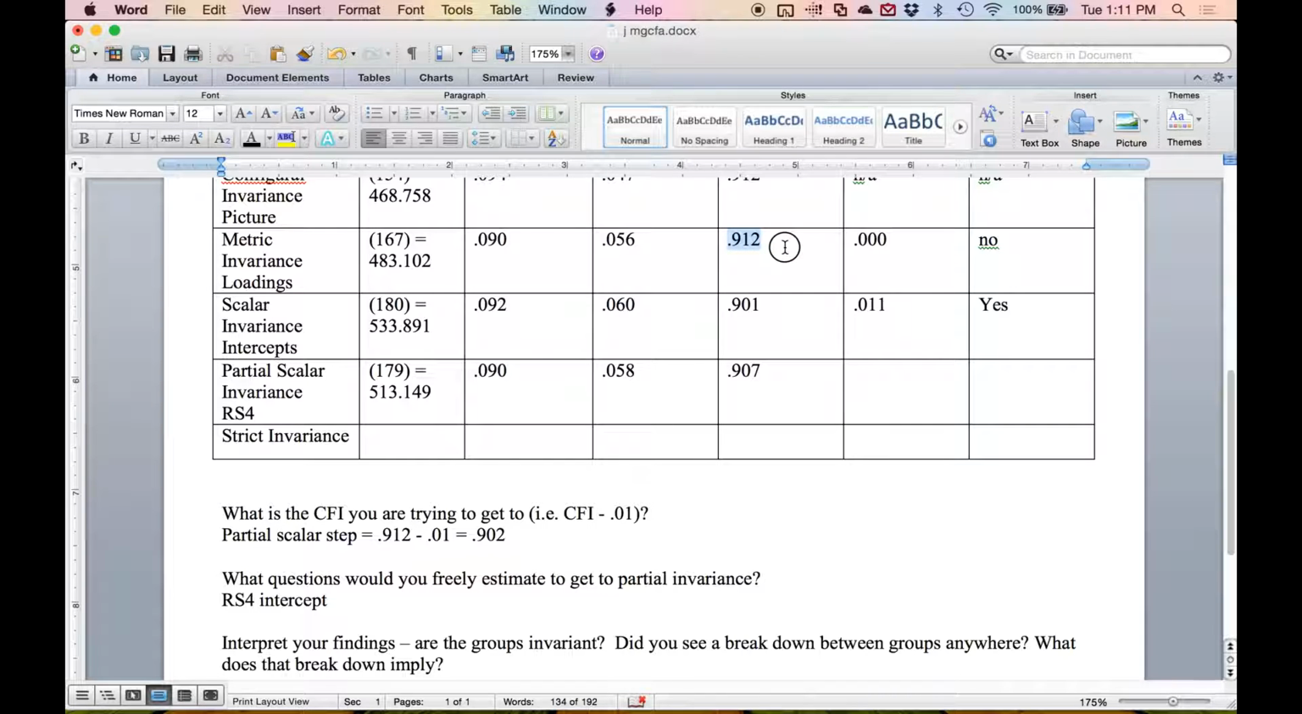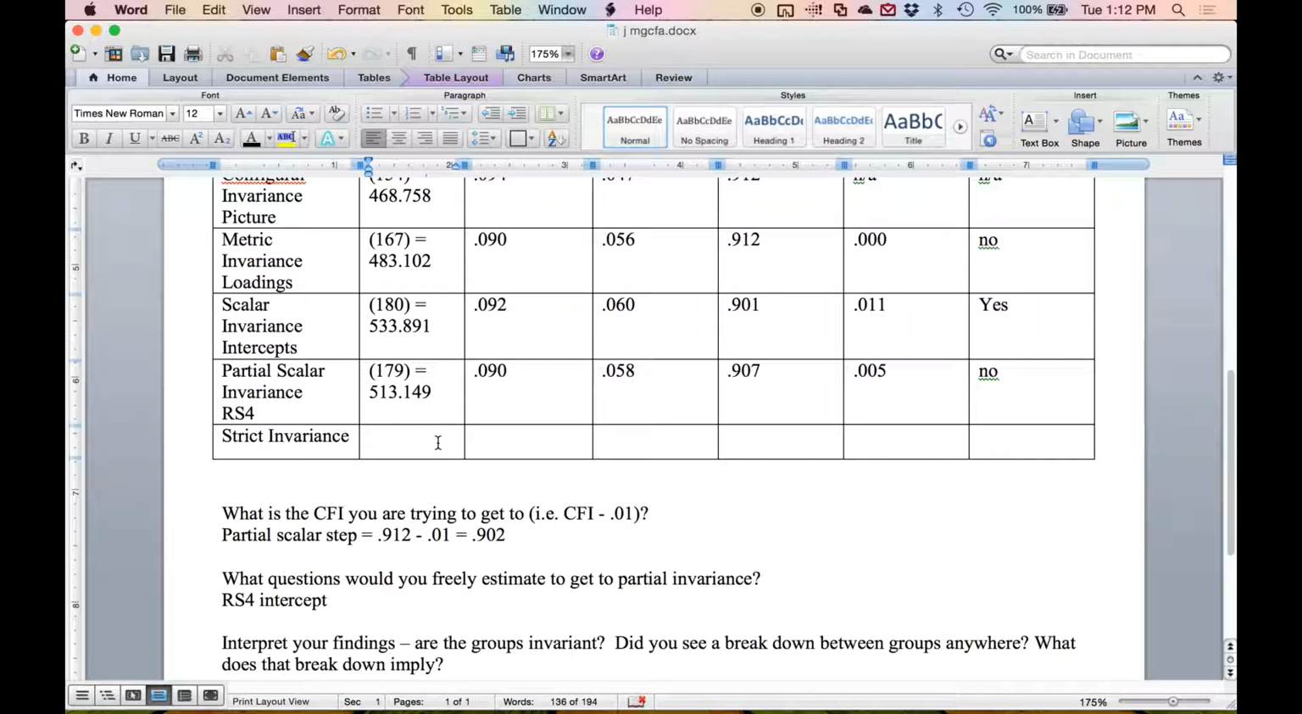So I want to compare that to the metric invariance, though, not the scalar step. So we're trying to bring this step, which is a partial version of the scalar step, so you don't want to compare it to itself, back up close enough to metric to be good enough for government work. And so that difference is 0.005. So I would say it is not different, which is what we want. And so now I have partial scalar invariance.